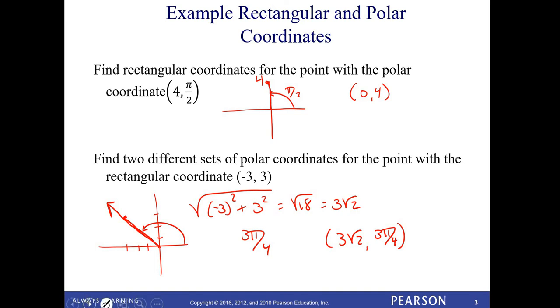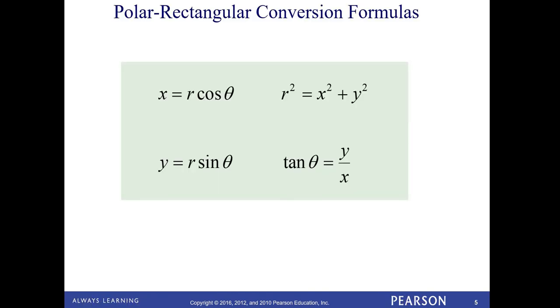Now we're going to do some other work with converting from rectangular to polar. These 4 conversions are ones that we are going to use: x equals r cos theta, y equals r sine theta, x squared plus y squared equals r squared, and tan theta is y over x. So let's take a look at how we're going to use these.